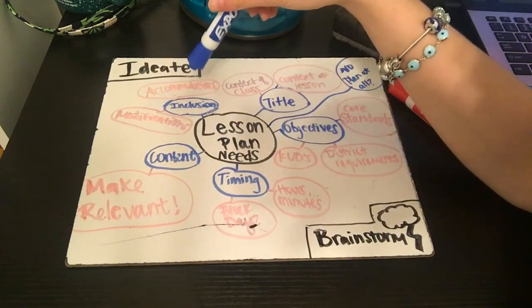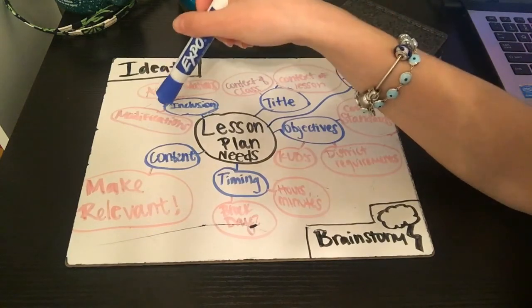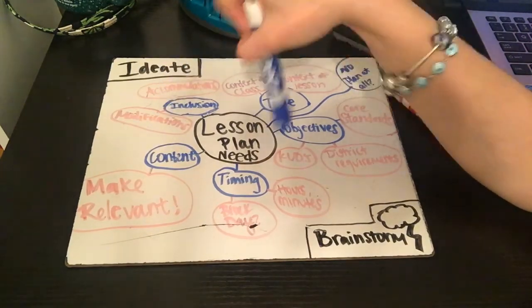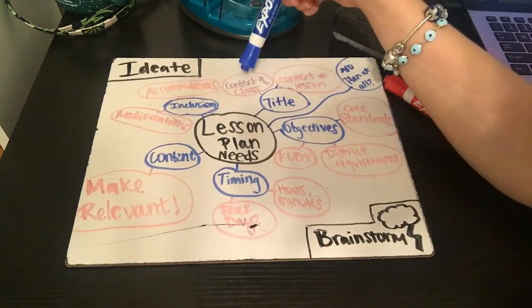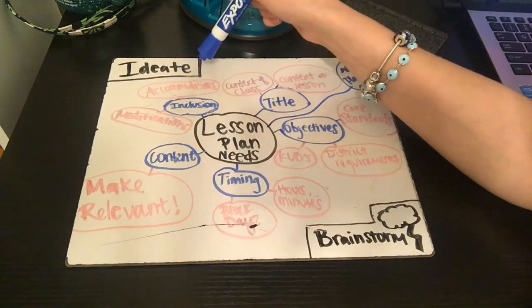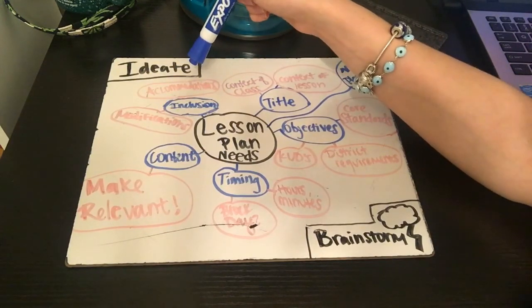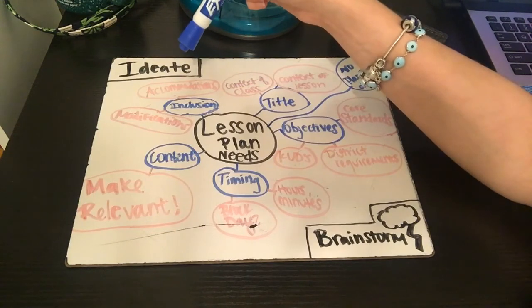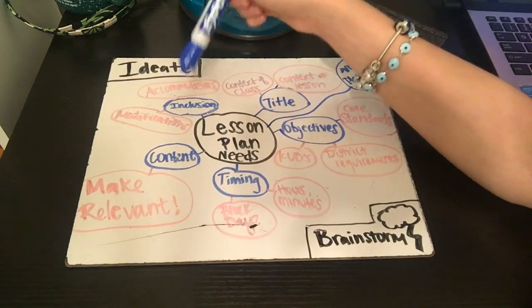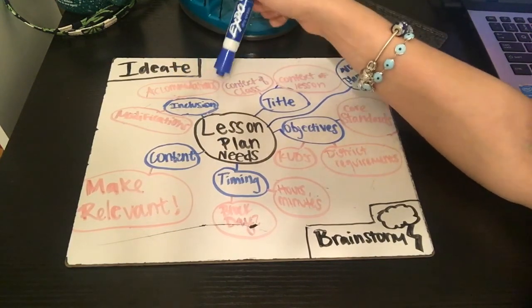I also then have inclusion. So accommodations and modifications I thought were important enough to add as a need. No matter what class context I have, it's really necessary to make sure I have different personalized ways for students to learn, whether that's giving them extra materials or less materials, that would depend on the context of the class, like I said.